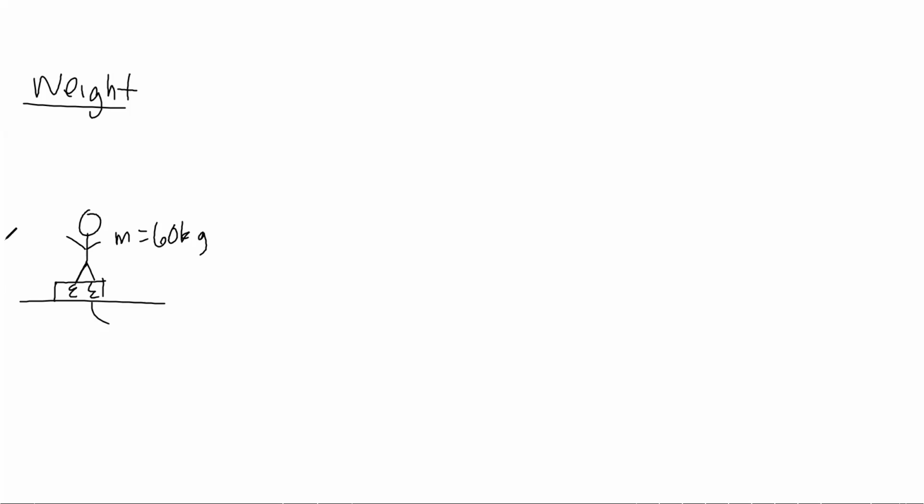So what's the FBD in this case? Well, you have mg down, normal force up. And so in this very simple example, again, normal force does equal the gravitational force. So N equals 60 times 9.8 newtons. That is 588 newtons.